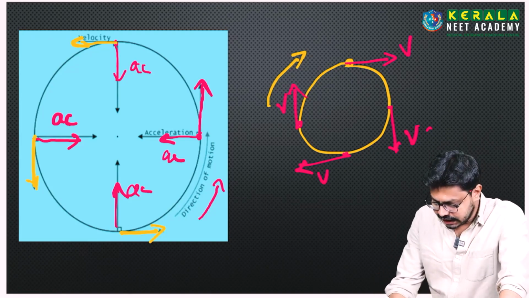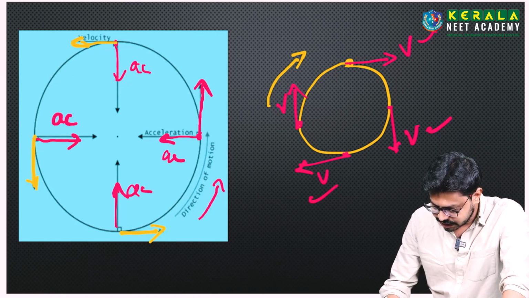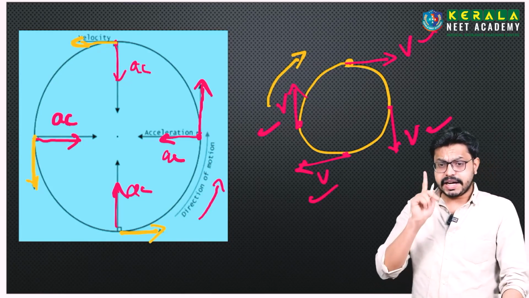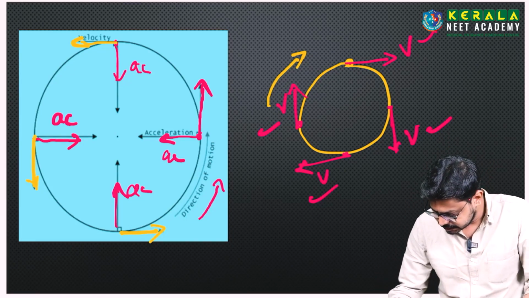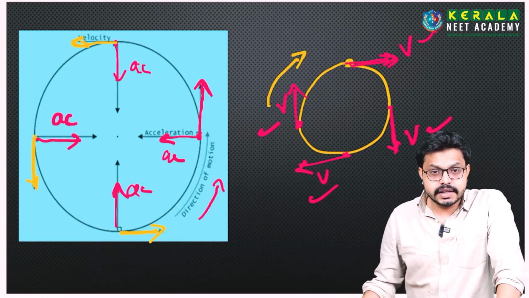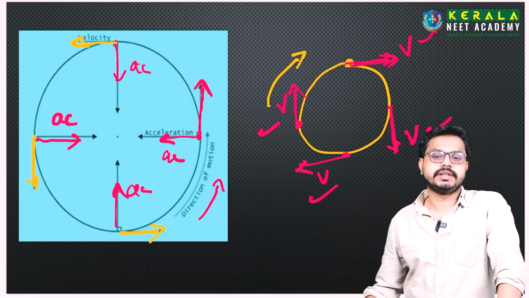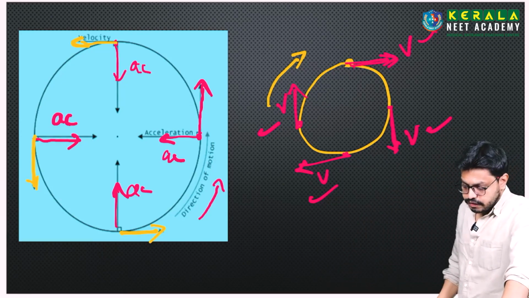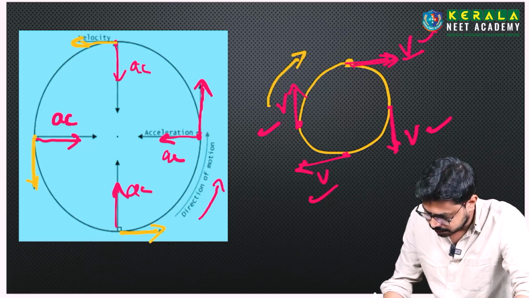Here I marked V. That is the magnitude of velocity with the direction. The arrow marker represents the direction. How do we mark the direction? Tangent to the point. That is very important. Clear?